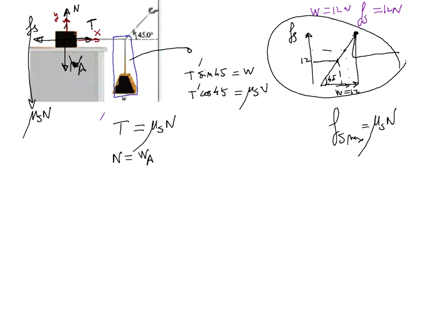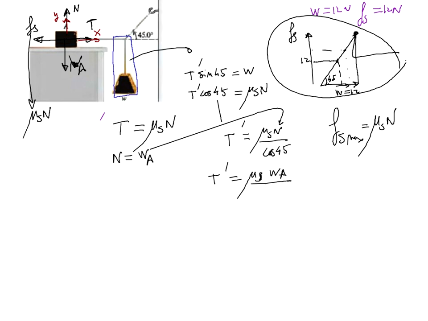And now we're solving for w. So that means we need to solve for t prime. So t prime is equal to mu s n divided by cosine 45. And we need n in there. T prime is equal to mu s, wa divided by cosine 45.